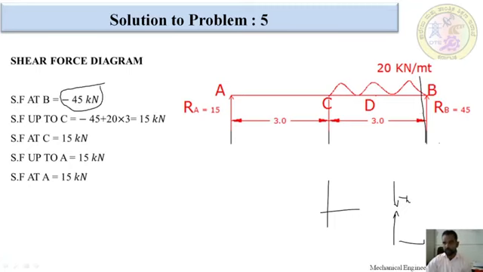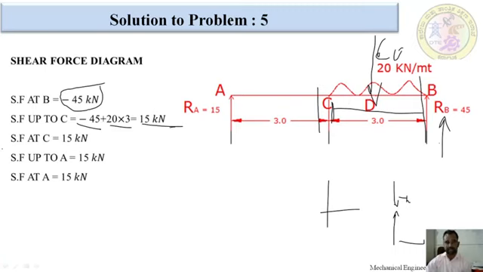After that, up to C point, I am taking a section up to C point. How much load are we having? This is the upward force, and this imaginary point load, 60 kilonewton, is the downward force. Negative is 45, positive is 20 into 3, directly written as 60. 60 minus 45 is equal to 15 kilonewton. Up to the C point we got 15 kilonewton.